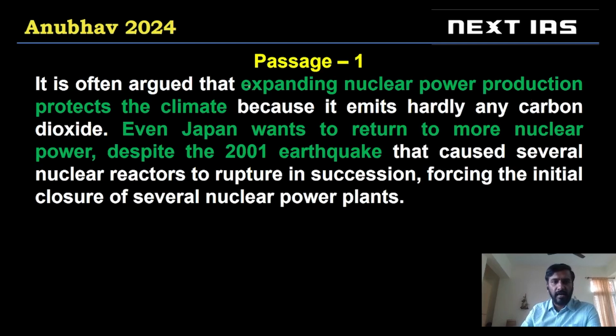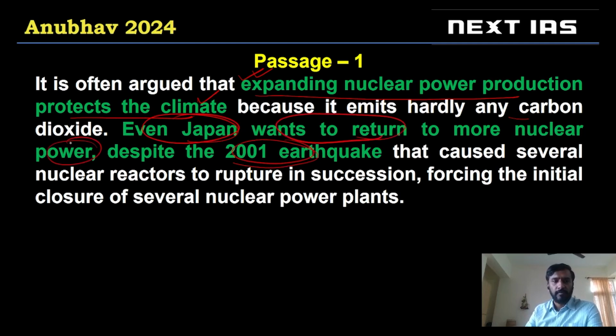Now let's look at the last set. Expanding nuclear power production protects the climate. So the author is putting forth an idea. Nuclear power production बढ़ाने से climate can be protected. Hardly is there any carbon emitted. Even Japan, who has gone through some tragedy, the 2001 earthquake, wants to return to nuclear power. So the author is saying expanding nuclear power production protects the climate. Even countries who have been at risk are convinced that they want to return to nuclear power.